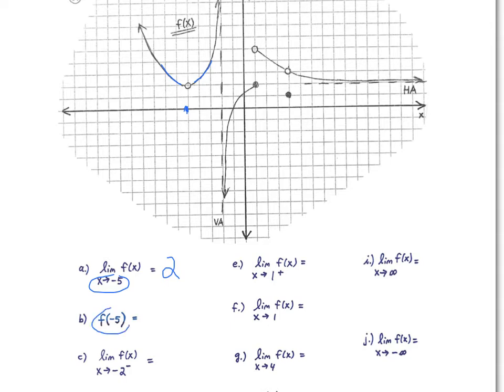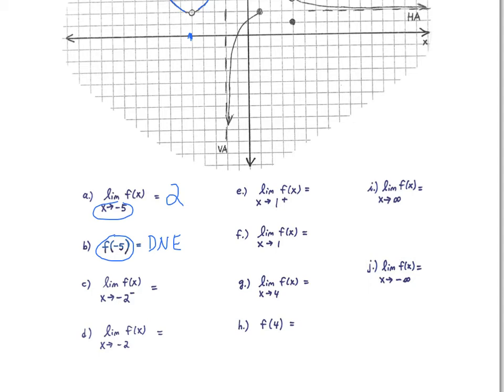Next question here is asking us to find f of -5. That's asking us for the y value when x is -5. Well, there's no filled in circle, there's no defined point, so that means that the function value f of -5 does not exist. Again, we don't have a place where it's defined or closed.